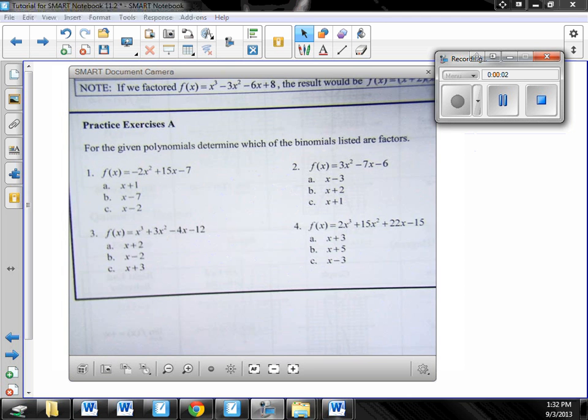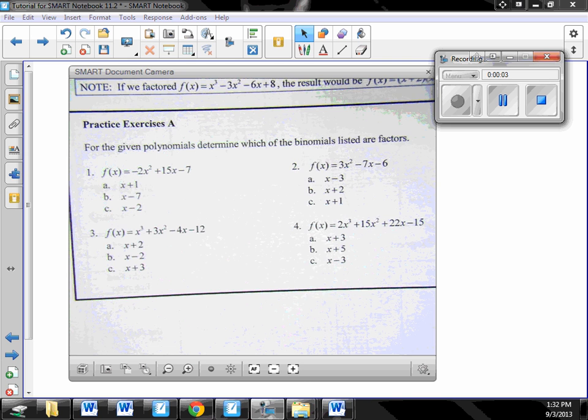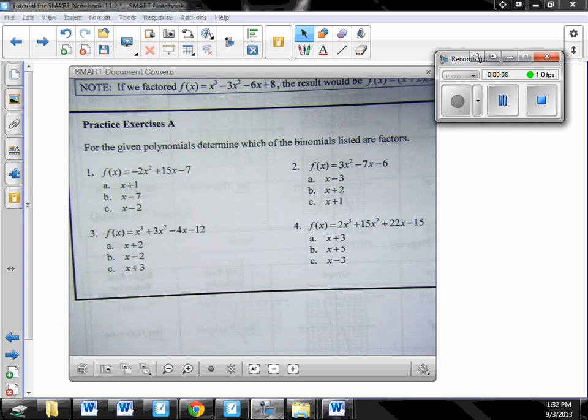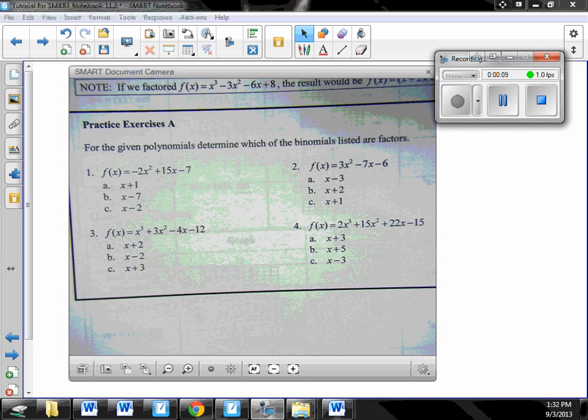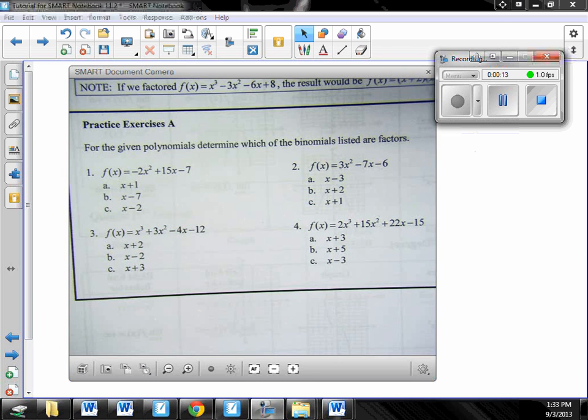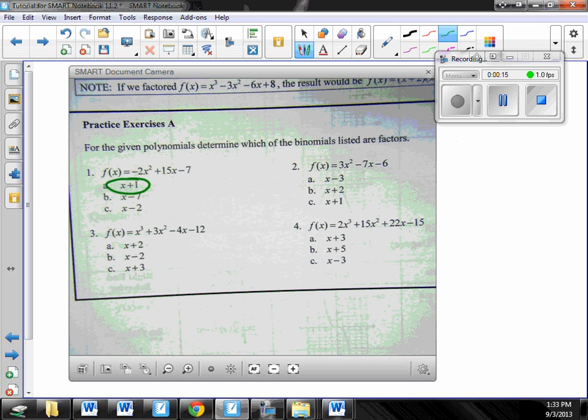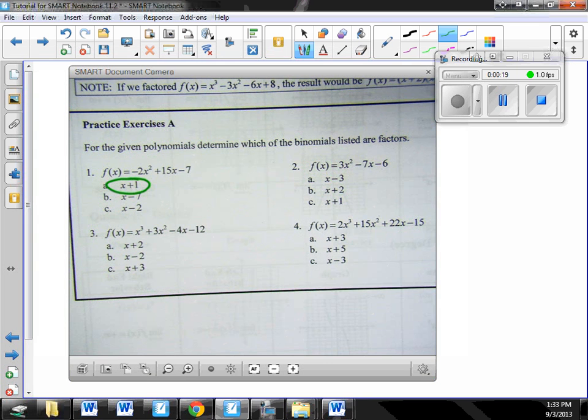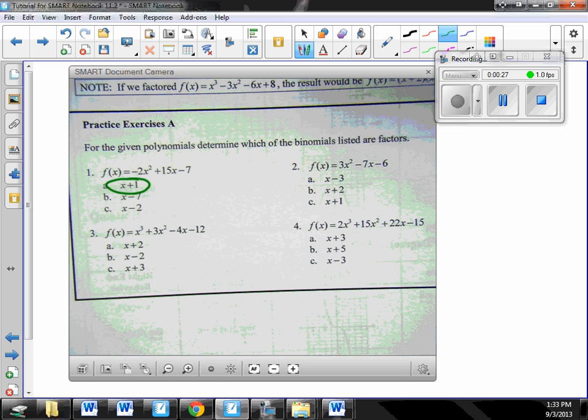Let's just go over a couple. How do we know if... well, it says for the given polynomials, determine which of the binomials listed are factors. So how do I know if a particular binomial is a factor? If I do the synthetic division and the remainder is a 0. The trick is, what number do I plug in to represent x plus 1? -1 goes in the box.